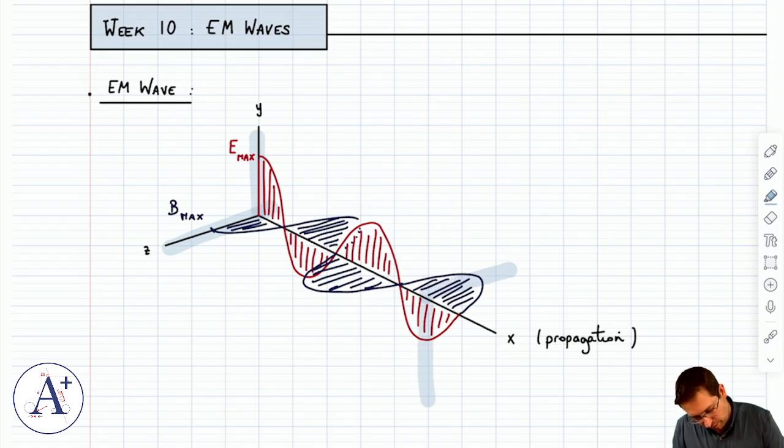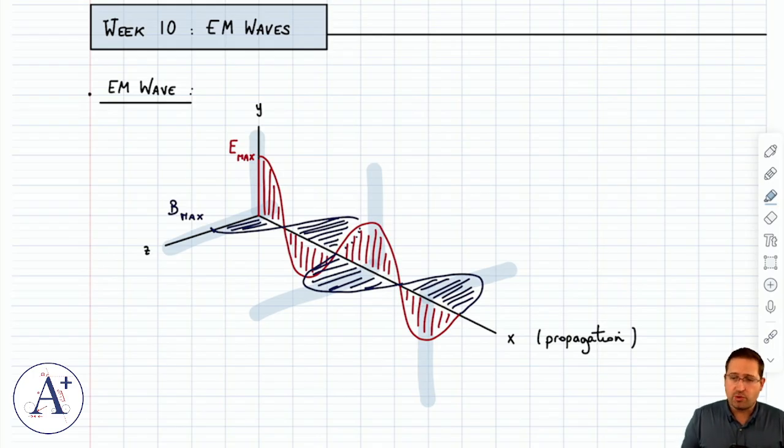This plane is at all times perpendicular to the direction of propagation. Right here, this plane would be like this. Here it would be like this. But the plane itself is always perpendicular to x. So the direction of propagation, if it's x, is simultaneously perpendicular to both E and B.